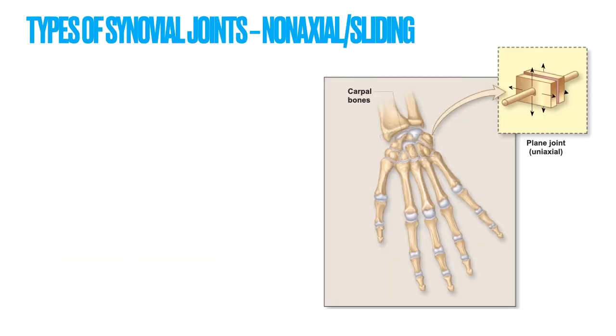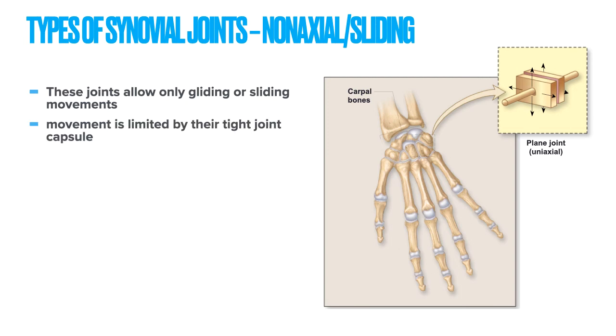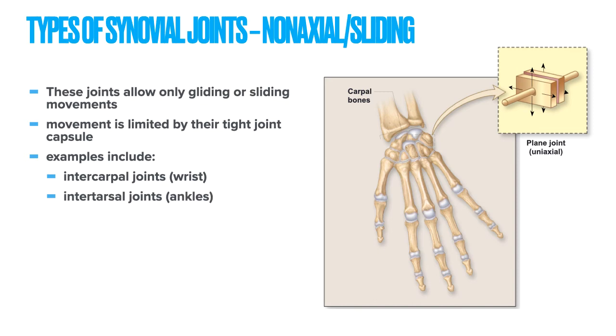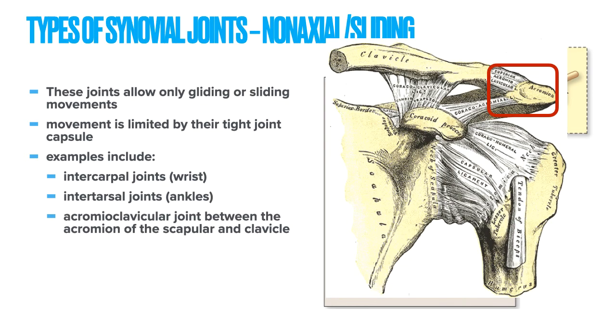All right, so types of synovial joints, starting with non-axial sliding motion. These joints allow only gliding or sliding movements. The movement is limited by the tight joint capsule in this case. So examples include the intercarpal joints of the wrist, the intertarsal joints in the ankles, and the acromioclavicular joint between the acromion of the scapula and the clavicle.